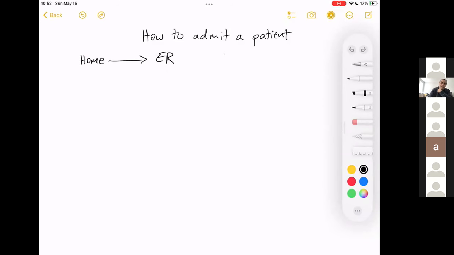And then if they meet certain criteria to get admitted to the hospital, then you will get called. Once a patient is admitted, they will be transferred to the floor, which is usually your floor, whatever you're going to be working in. It's going to be the medical floor, unless you're doing surgery, then it'll be the surgical floor, whatever.